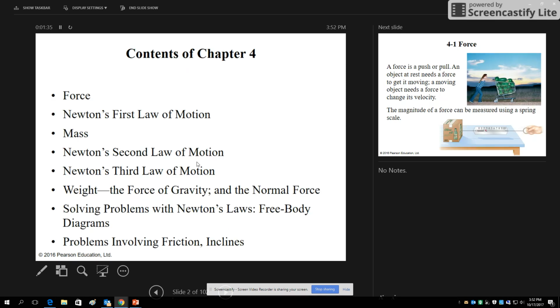So my aim in this lecture is to discuss force, Newton's first, second, and third law of motion, mass, and mass versus weight versus normal force. We'll look at solving problems with Newton's laws using free body diagrams, and we'll look at problems involving friction and inclined planes.